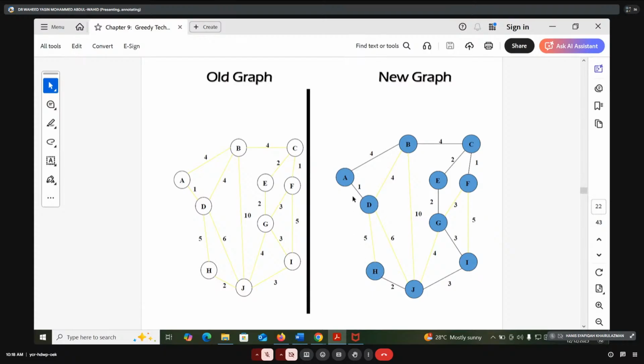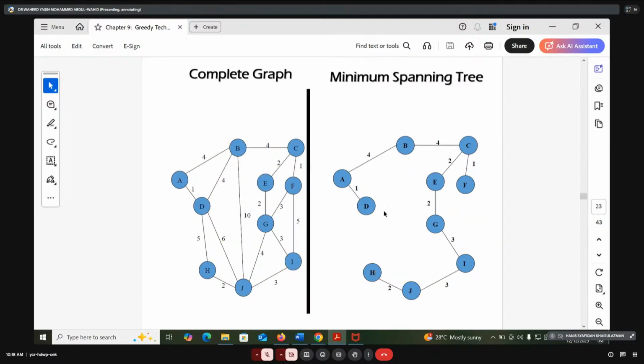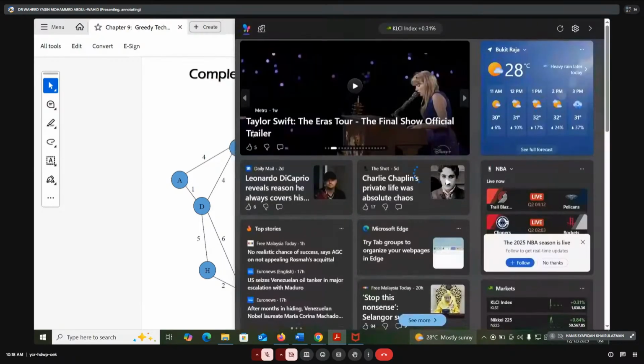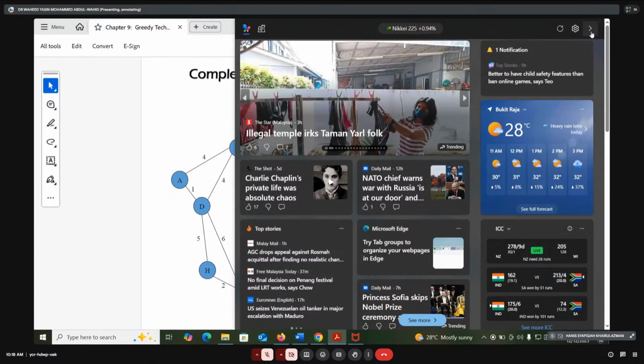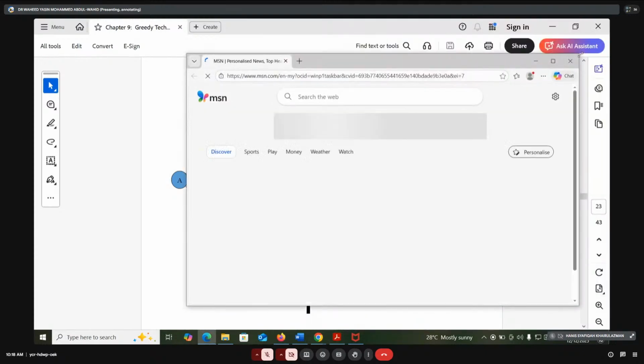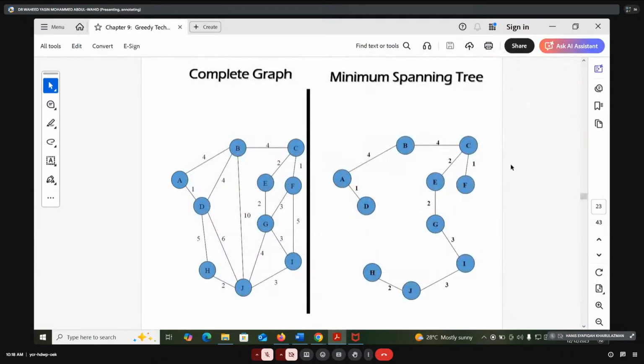So I will just redraw this one using only the lines that I selected, the weights that I selected. Here A, D, 4, 4, 2, 1, 2, 3, 3, 2. So this one is the tree, the minimum spanning tree that I need to have, to solve the spanning tree using Prim.